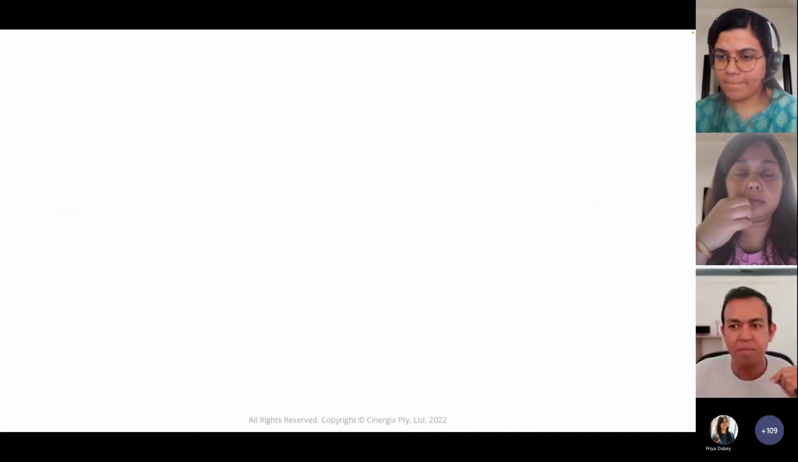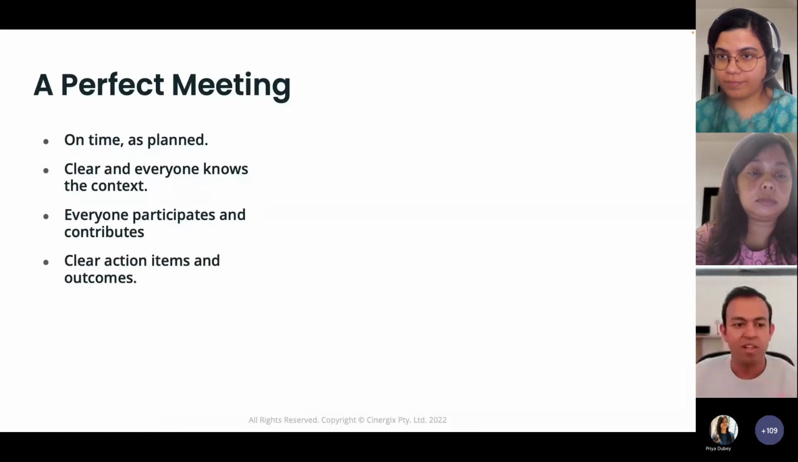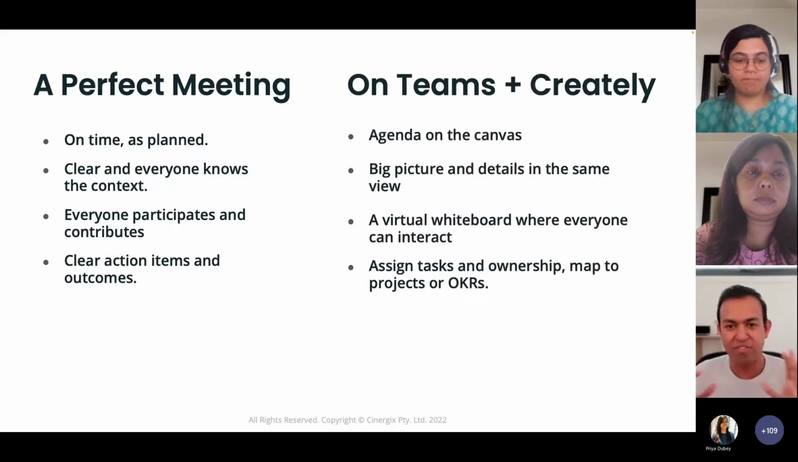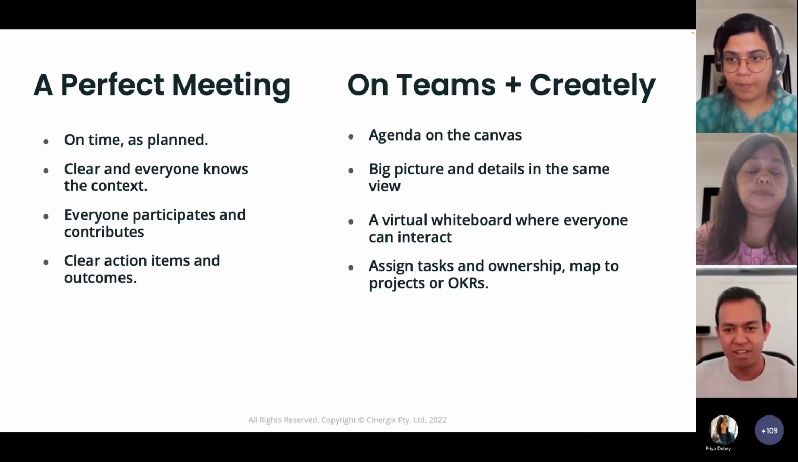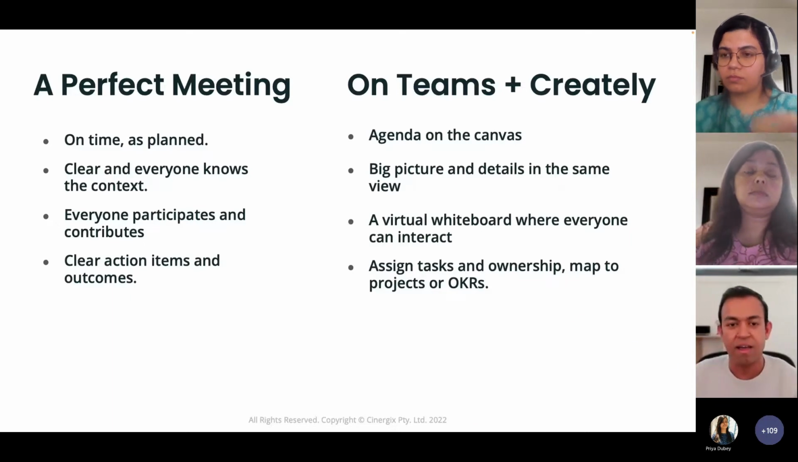So what does a perfect meeting look like, right? It's on time as planned, clear, and everyone knows the context. Everyone participates and contributes, clear action items, and outcomes, in your dreams, right? So this is really what we thought about when we designed Creately for Teams. So on Teams and Creately, you can have an agenda on this free form, easy canvas. You have the big picture and the details in the same view, which is very important for people to understand context very quickly. Virtual whiteboard, so everyone can work together in the same space. And you can assign tasks and ownership and map it to actual projects or even OKRs as you go.